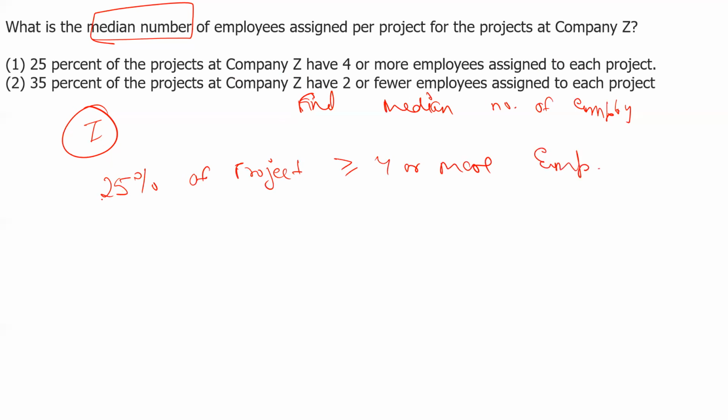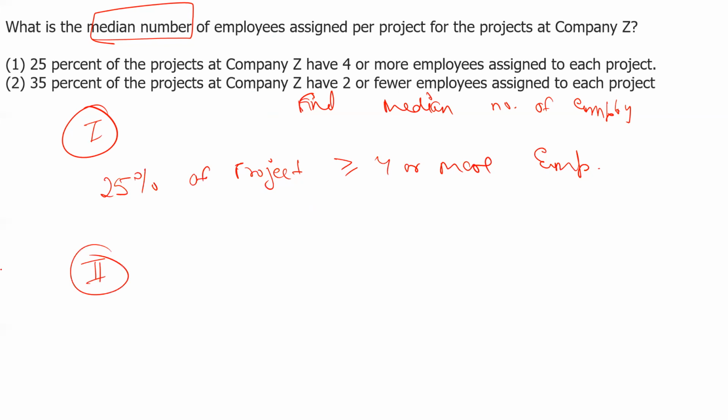But by this statement, we could not find the median at all. Because if I talk about median, we need some upper range and lower range, and only then could we do something to find the median. But here, with only one condition, we could not do anything. So directly we can say that statement number one is not sufficient to give the answer.